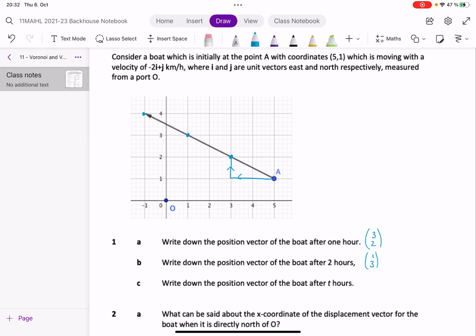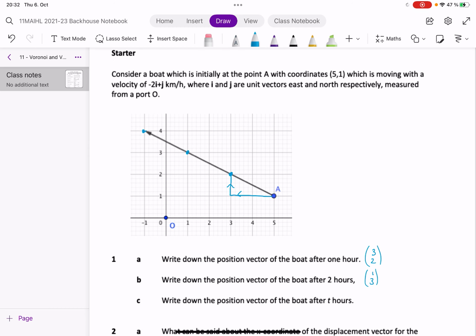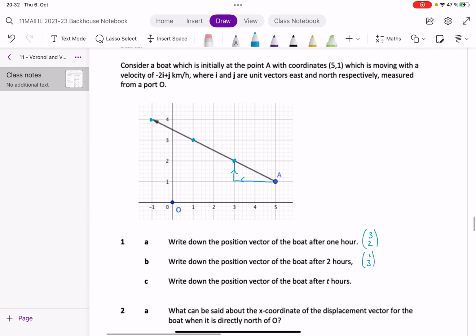So in general, what's happening, we're trying to write down a position vector after t hours. So this is where it starts to look a little bit like the vector equation of a line. To find where it is after 10 hours, for example, I'll be starting with that coordinate A, which is 5, 1, and I'll be adding 10 lots of what it does each hour. So it's doing -2, 1 each hour, and I'd want 10 lots of that. So obviously, if I want to see how long it is after t hours, I want t lots of that. So that's an expression for the position vector of the boat after t hours.